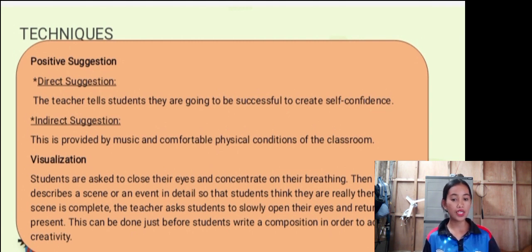So here the students are asked to close their eyes and concentrate on their breathing. Then the teacher describes a scene or an event in detail so that the students think they are really there. When the scene is complete, the teacher asks students to slowly open their eyes and return to the present. This can be done just before students write a composition in order to activate their creativity.